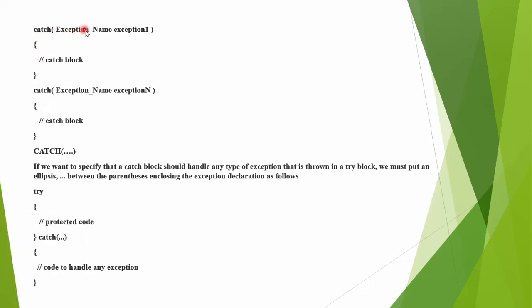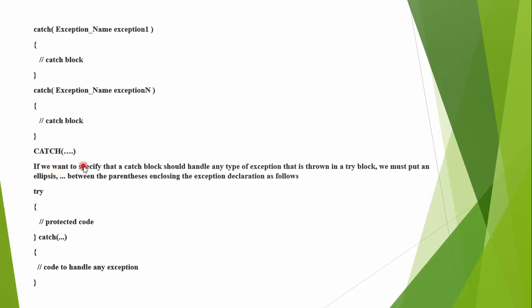So we will be using the keyword catch, and it will have a parameter, the exception name. Each exception will have a type and a name with it, or we can say it may throw an argument. That should be caught by this catch block, and we'll have the set of code to handle the exception. You can have multiple catch blocks.